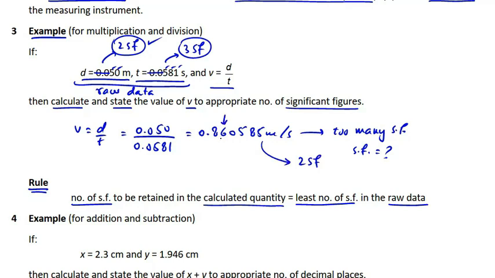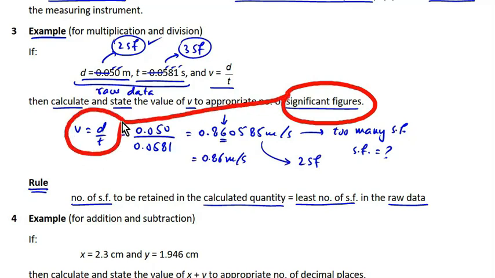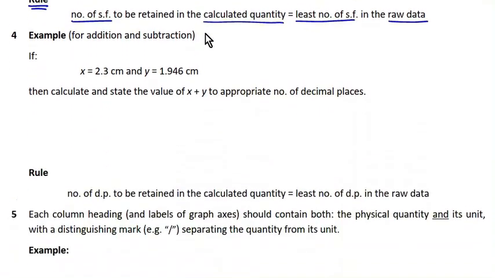to this digit. Now if we round off the value of v to this digit, we get 0.86 meters per second. So see students, this is how we round off the calculated value of a quantity to appropriate number of significant figures if the value is obtained by multiplication or division, right? Let's learn the next rule now.